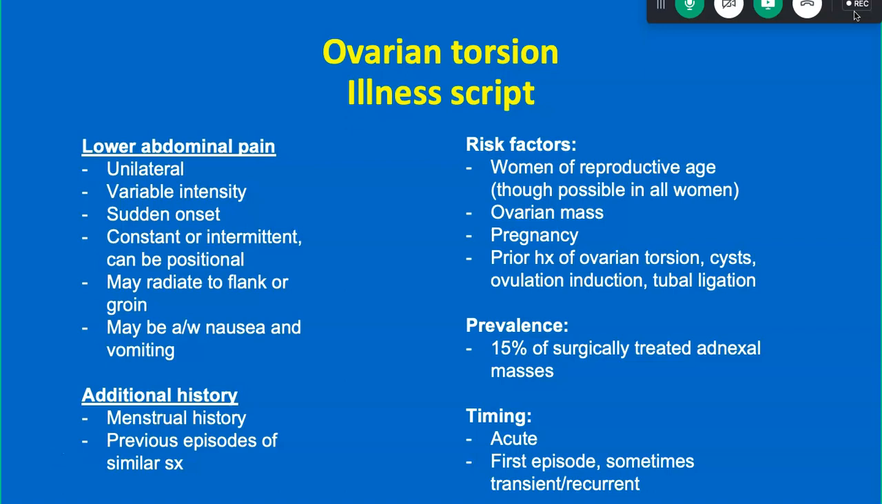Of surgically treated adnexal masses, 15% of them are due to torsion, and this is going to be an acute illness. Oftentimes it will present as a first episode, but it can be transient or recurrent. They can report having frequent or intermittent episodes of this kind of pain that goes away on its own, and that's because the ovary is twisting on itself and then untwisting and then twisting and untwisting, so it can cause two different kinds of patterns.